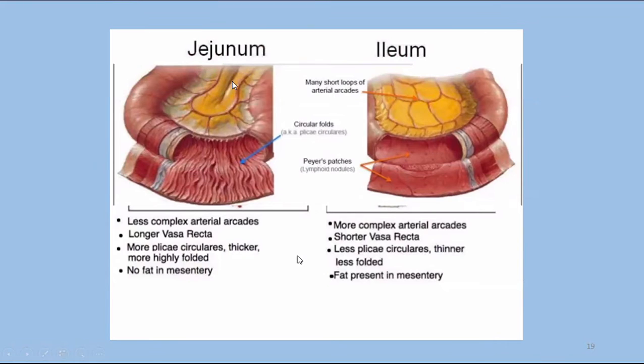Less fat, the yellow thing is the fat, in the jejunum compared to that of the ileum. Longer vasa recta compared to the more complex vasa recta in the ileum.